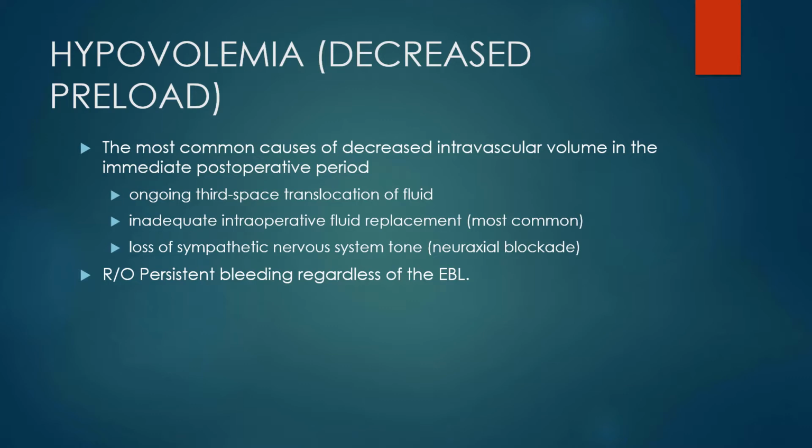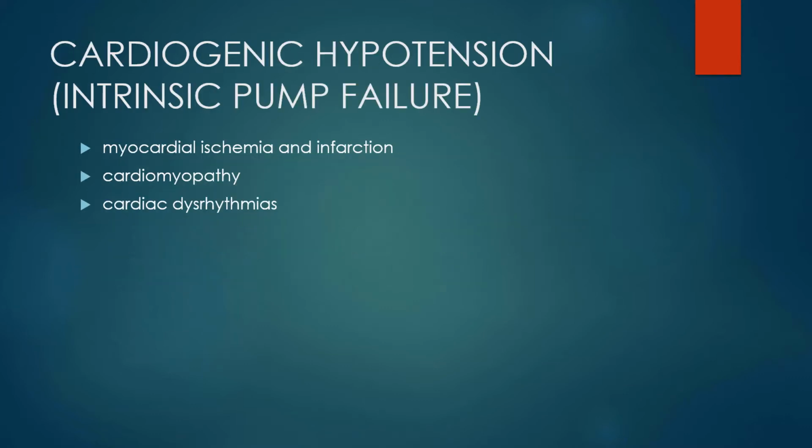Of course, we need to rule out persistent bleeding in a hypotensive patient, so you've got to check the hemoglobin in the unstable patient. Don't rely on tachycardia as a sign of hypovolemia or anemia, since so many of our patients are taking beta blockers or calcium channel blockers, so it's not sensitive.